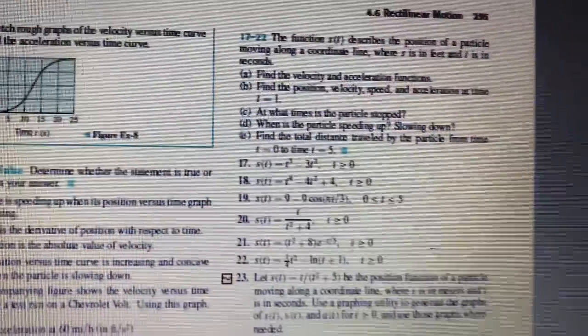Oh my goodness. When is the particle speeding up or slowing down? All right, so the particle is speeding up or slowing.